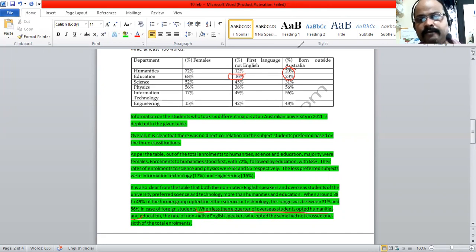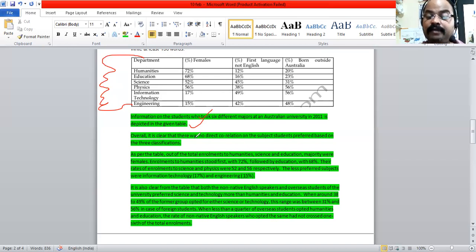So we have come to the conclusion of this particular explanation. So we have said what is shown in the table. The table shows this thing. It's very difficult to find a clear-cut overview here. It's very difficult to explain it.